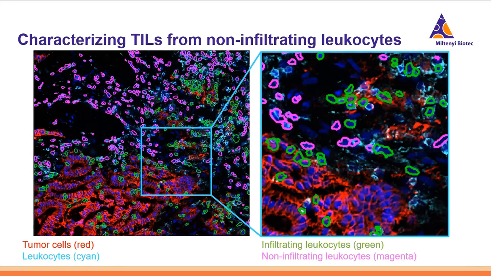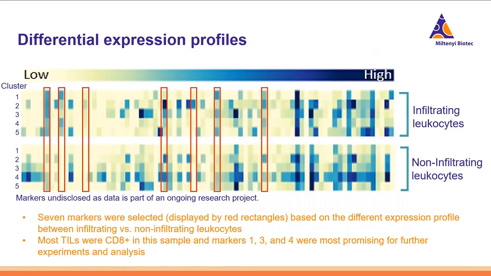I think the really nice aspect of this now is that I can also start understanding my non-infiltrating leukocytes. So within this whole population, there were obviously going to be some leukocytes that were not associated with the tumor, that may not have been collected and isolated out. And now these non-infiltrating leukocytes, which I'm highlighting in magenta, I can also start understanding maybe what's going on with that portion of the population.